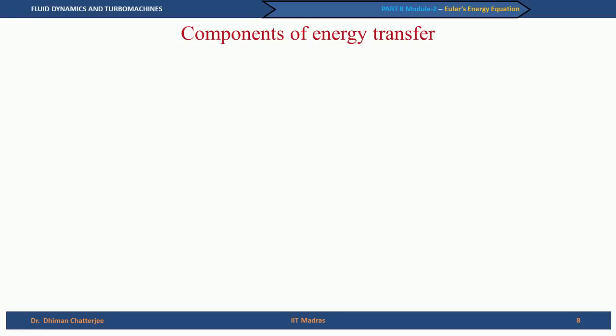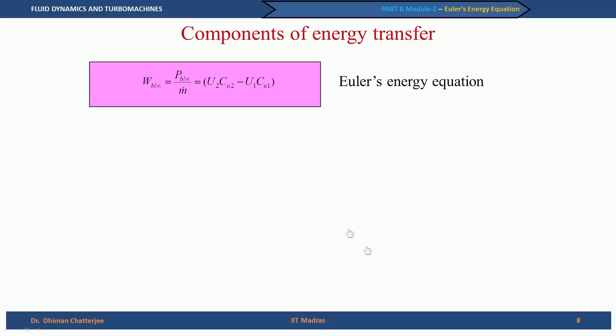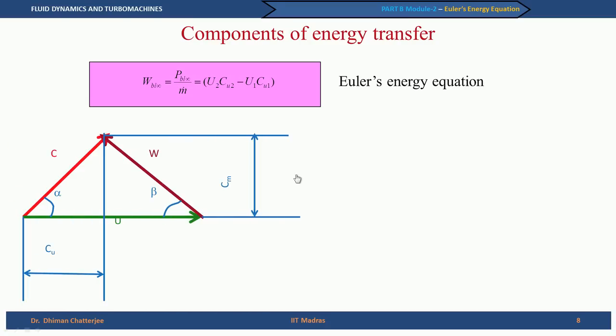Next, we can discuss this U2 Cu2 minus U1 Cu1, the energy transfer, in a slightly different way. This was already obtained earlier, I am just reproducing it, and we write a typical velocity triangle. Hence I am not writing C1, U1 etcetera, I am just writing C, U, W to represent a generic velocity triangle. And if you recollect, we have already defined how angles beta and alpha should be defined.